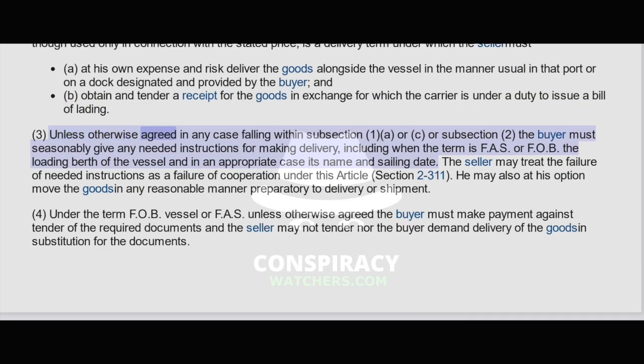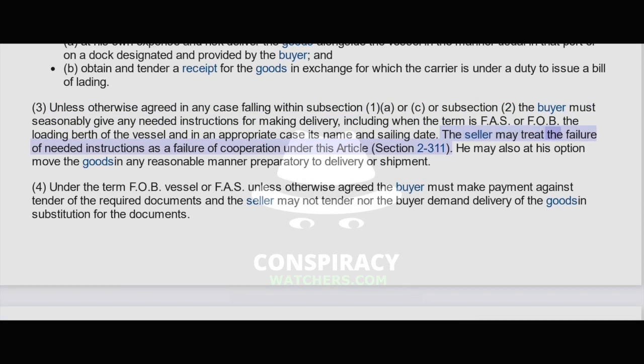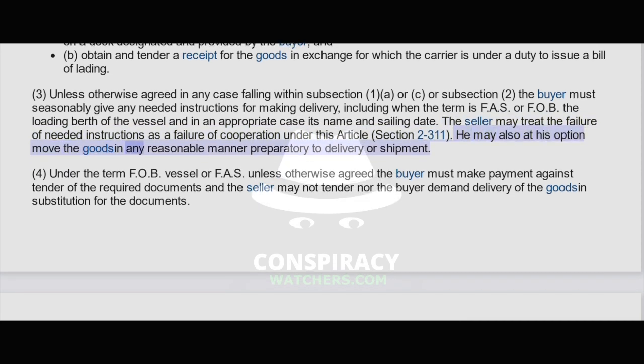Unless otherwise agreed in any case falling within subsection or subsection, the buyer must seasonably give any needed instructions for making delivery, including when the term is FAS or FOB, the loading berth of the vessel, and in an appropriate case its name and sailing date. The seller may treat the failure of needed instructions as a failure of cooperation under this article. He may also at his option move the goods in any reasonable manner preparatory to delivery or shipment.